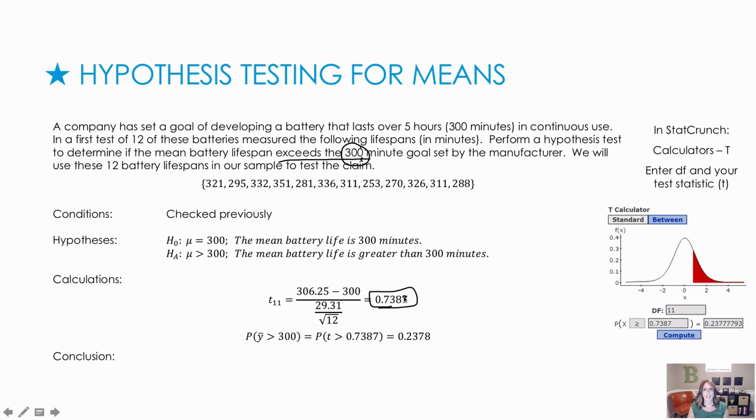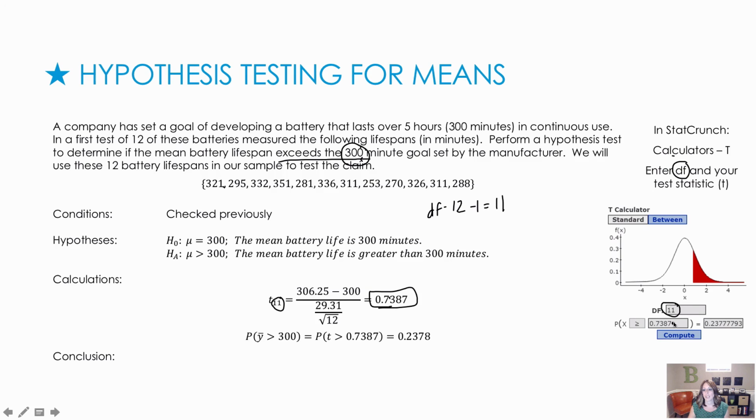Now previously I showed you how to find this in your calculator using t-CDF. Now I'm going to show you in StatCrunch. So I'm going to go to calculators and then to t. The only two things I need to enter are my degrees of freedom, which in this case would be 11, because I had 12 battery lifespans, and 12 minus 1 equals 11. So I enter my 11 and my test statistic, which is the 0.7387.